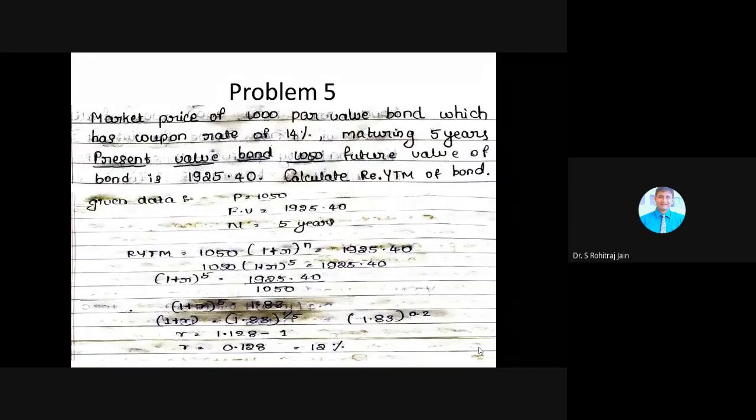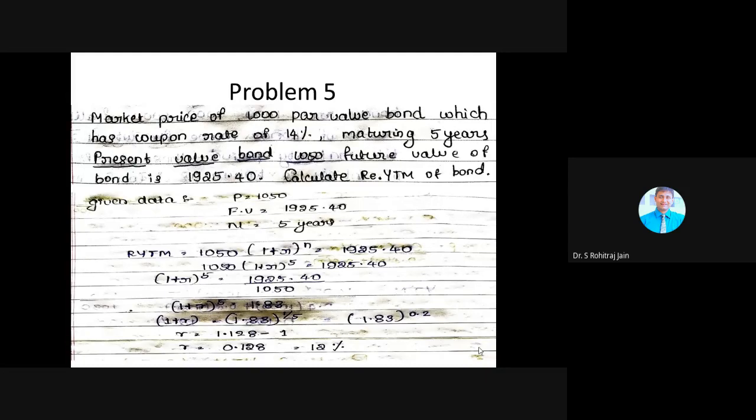Now, come to the problem, students. Price is how much? 1050. P multiplied by 1 plus R. They have asked me to calculate R. N, just now she mentioned, they have given in the problem: 5 years. So 1050 multiplied by (1 plus R) to the power of 5 is equal to 1925.40. Students, please understand what I want now.